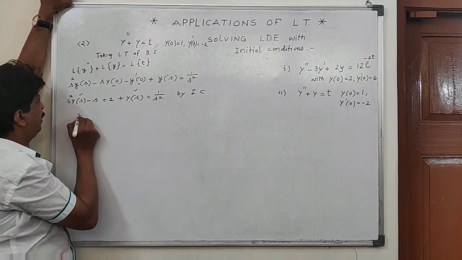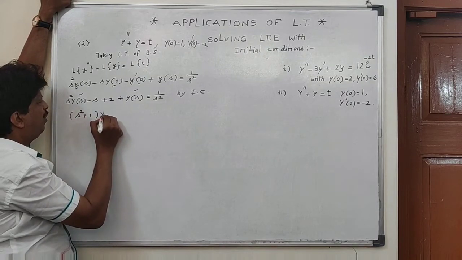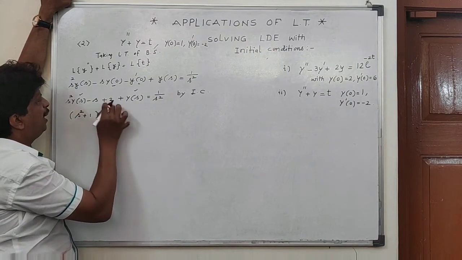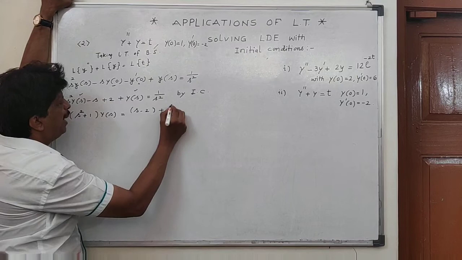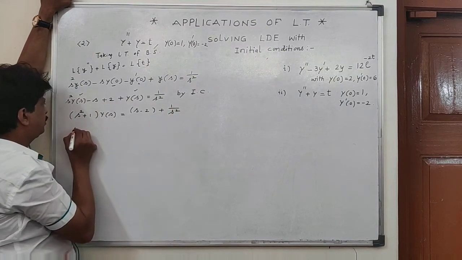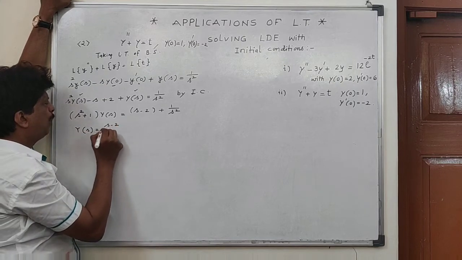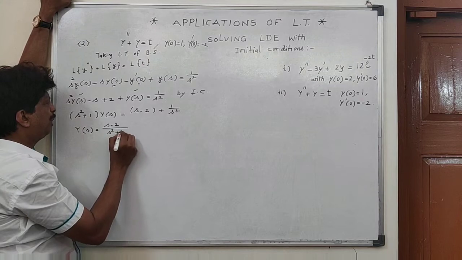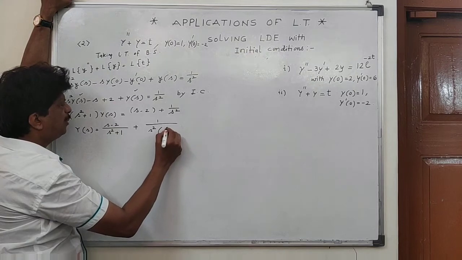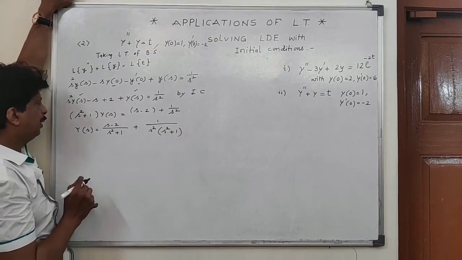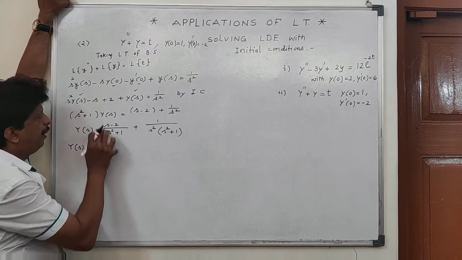There are only two terms, s² plus 1 in bracket into y of s. The remaining terms we take to the right hand side: s minus 2 plus 1 by s². So s² plus 1 into y of s is equal to s minus 2 upon s² plus 1 plus 1 upon s² into s² plus 1.